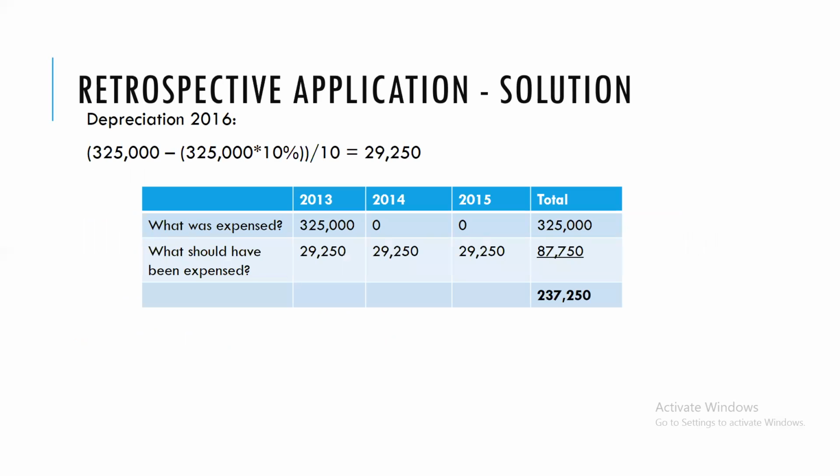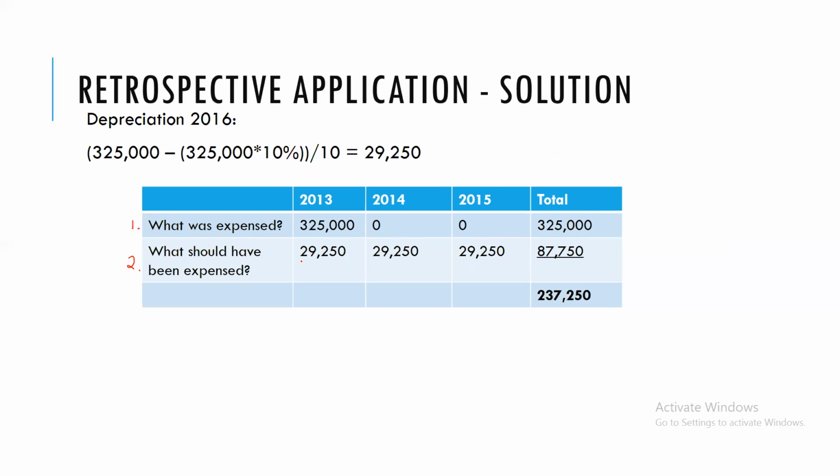All right, so a good way to do this when you're looking at errors is look at what happened and what should have happened. So this first column is what actually happened versus what should have happened, and then you can kind of figure out what to do. So what happened, so what was expensed? If you look at what was on the income statement in 2013, they expensed the full 325,000. And they didn't expense anything in 2014 or 2015. Okay, so now we're in 2016. So we're just looking at what happened in the rest of those 3 years.